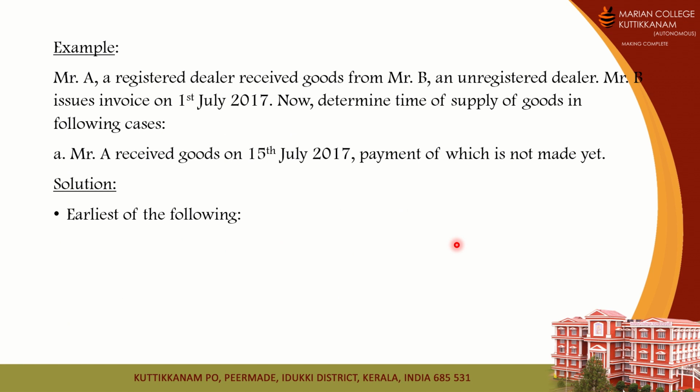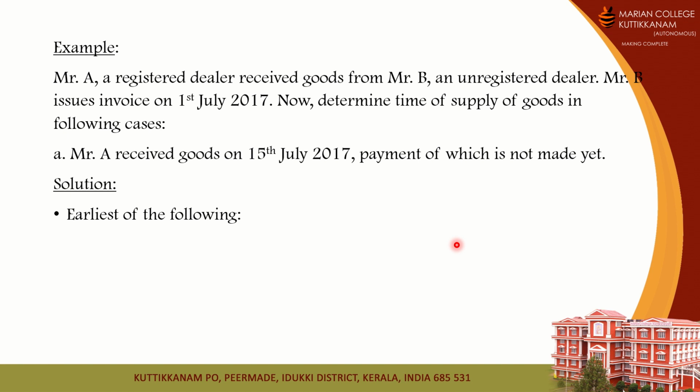Mr. A, a registered dealer, received goods from Mr. B, an unregistered dealer. So the supplier here is an unregistered person, so we can assume that this is a case of reverse charge mechanism. Mr. B issues an invoice on 1st July 2017. That is the date of issue of invoice. Now determine the time of supply of goods in the following case. The first case is Mr. A, that is the recipient, received goods on 15th July 2017, payment of which is not made yet.